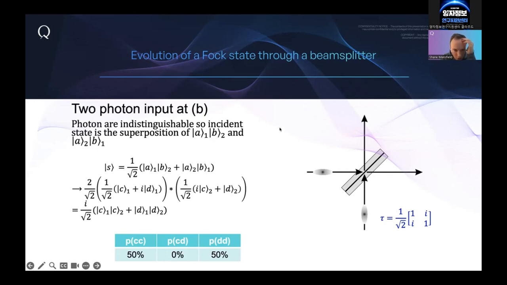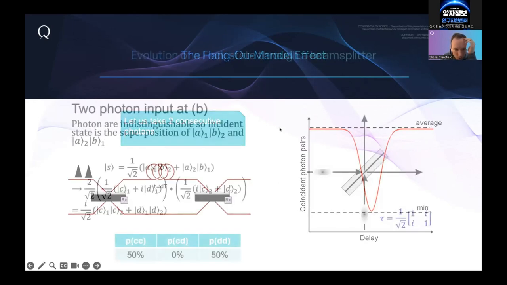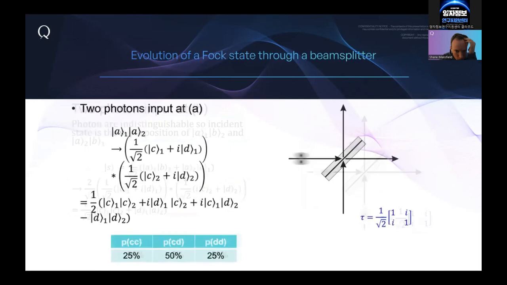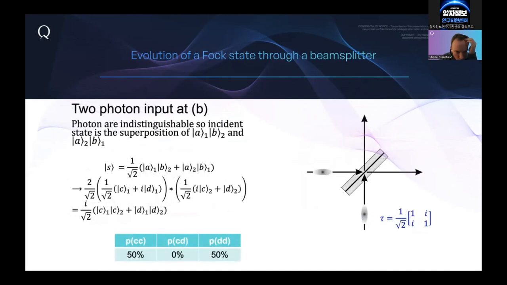Actually, if I look at the mathematical expressions, I think I need to do an update here because the minus isn't appearing. I'll make that clearer, and we can share the expression afterwards.